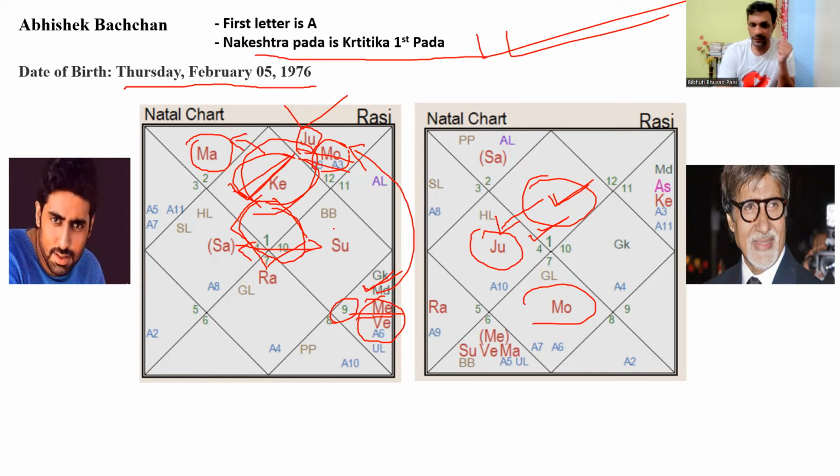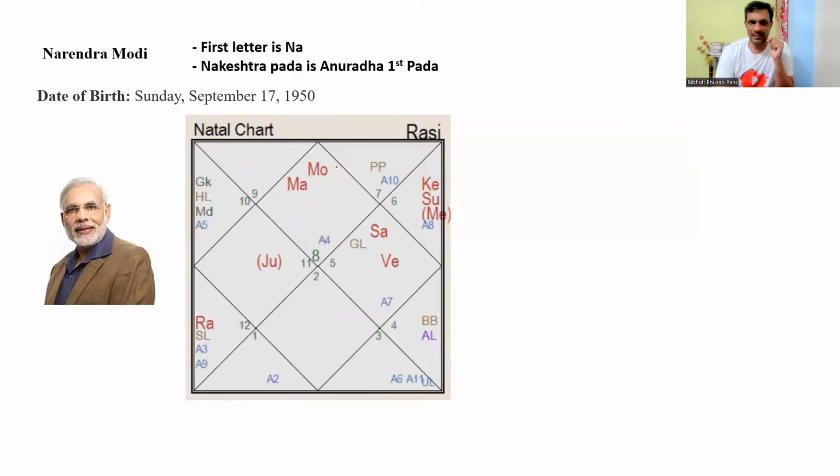Okay. But you can see that the 9th house as well as the 12th house have good planets. So the same name, Abhishek Bachchan and Amitabh Bachchan, but when the chart changes, the result altogether changes. I want to show this thing. Okay. Next, look at the chart of Sri Narendra Modi ji.